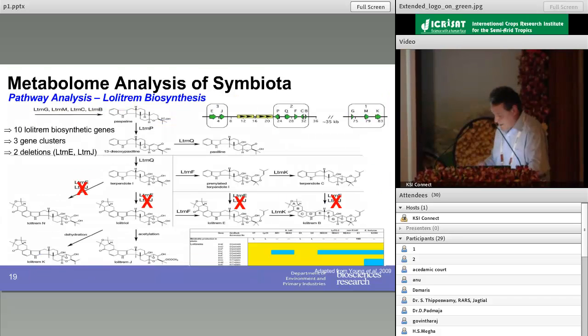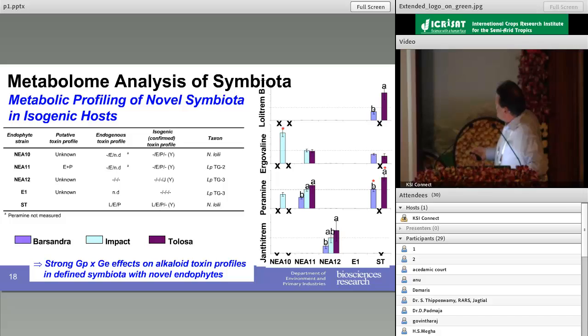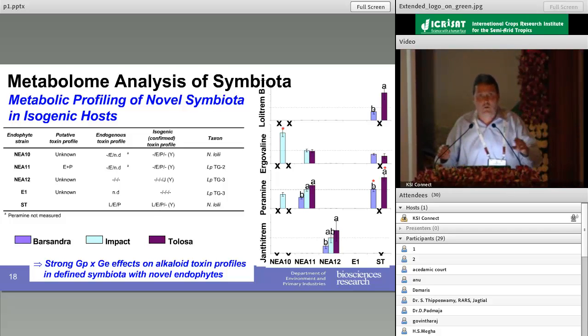And what we see is that in different varietal backgrounds, there are very significant differences in the level of accumulation of these bioactivities. So there are very strong interactions of the genotype of the plants with the genotype of the endophytes on key traits that we're interested in, namely the alkaloid toxin profile or the bioactivity profile in this defined symbiota with novel endophytes.